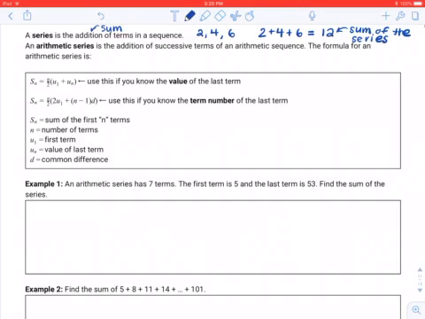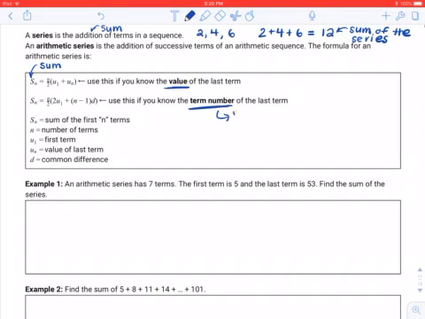So just like we had two different types of sequences that we looked at, arithmetic and geometric, we also have two different types of series. We have arithmetic series and geometric series. In order to find the sum of an arithmetic series, Sn, that means sum, we have two formulas. One of them we use if we know the value of the last term, and I think this will become more clear as we go on. The other one we use if we know the term number of the last term.